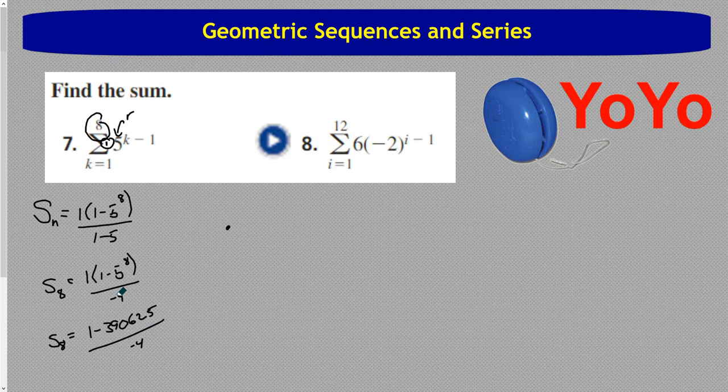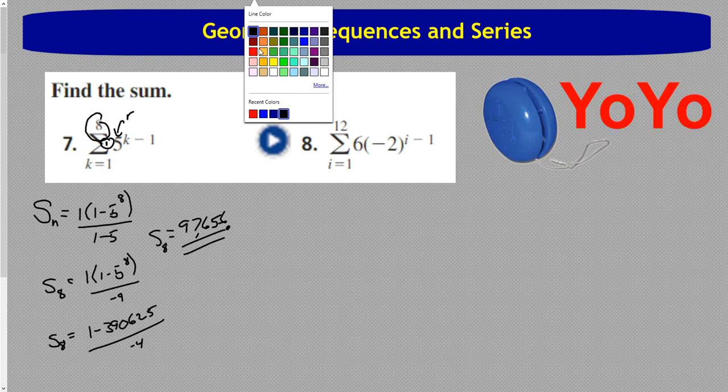So I'm going to go 1 minus 390,625, enter, divided by negative 4, enter. And the sum of the first 8 terms is 97,656. Okay. Now, in the second one over here, let's change colors so we don't get confused.